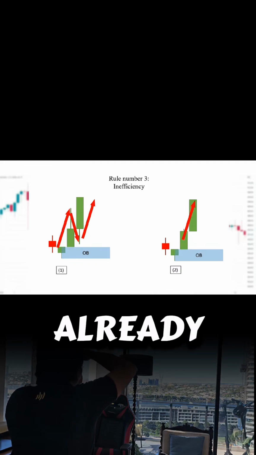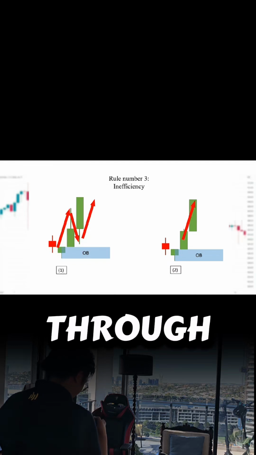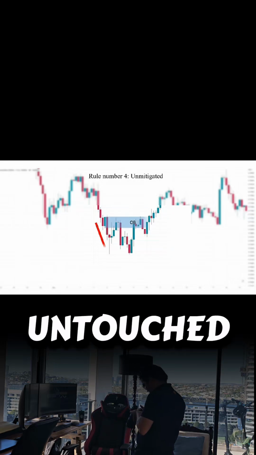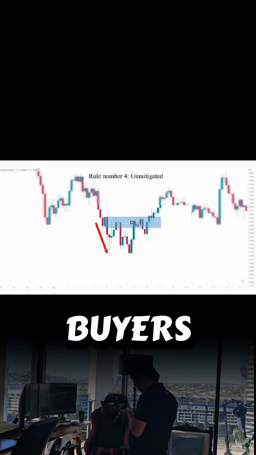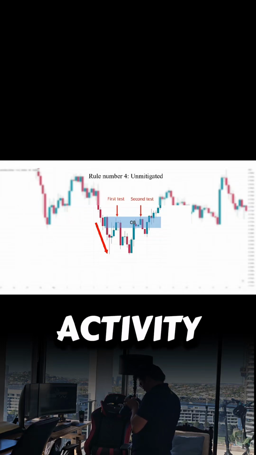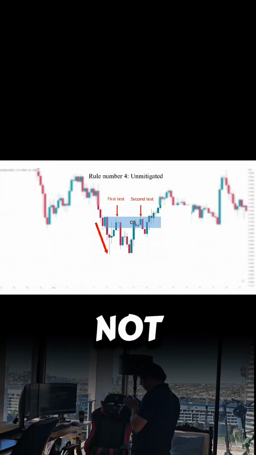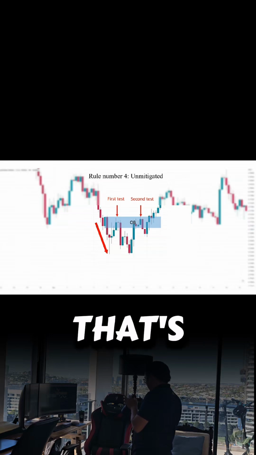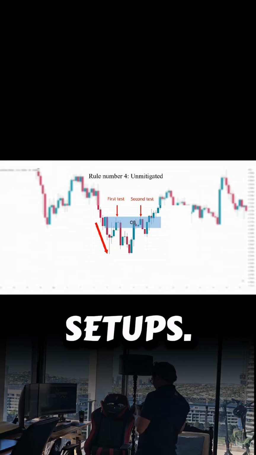Once price has already bounced off or broken through a zone before, it loses its original power. We want clean, untouched areas, places where buyers or sellers are truly waiting without any previous activity clouding the picture. It's not about how many times something happened, but whether it's happening for the first time. And that's the key to spotting high probability setups.